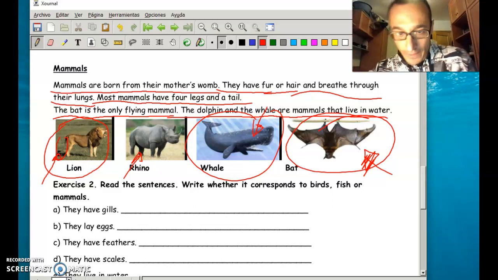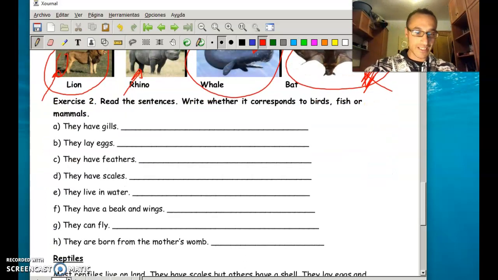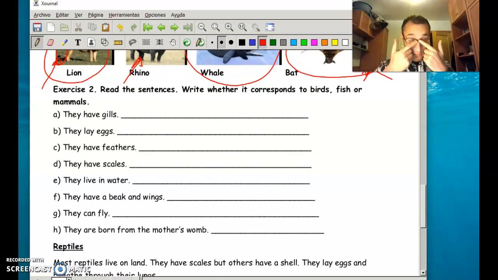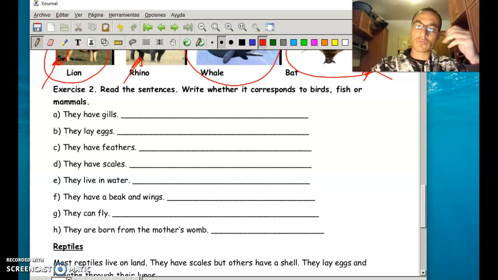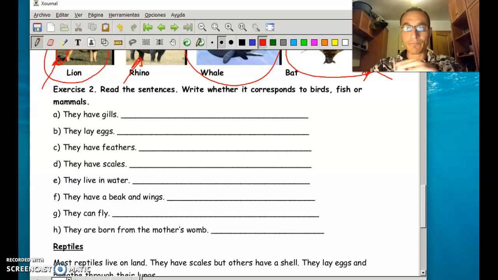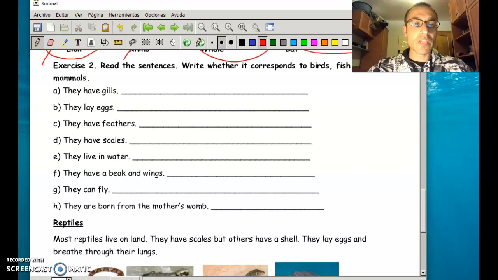Okay, fine. Look, now we've got another exercise. So for today, we're going to do this exercise. We're going to finish, and tomorrow we continue with the rest of the lesson. Right? We continue with reptiles and amphibians. So now, I read the exercise, I explain it, and then you will have to pause the video to do it. Yeah, this part, it says, exercise 2, read the sentences.